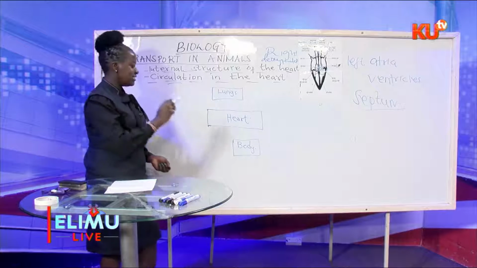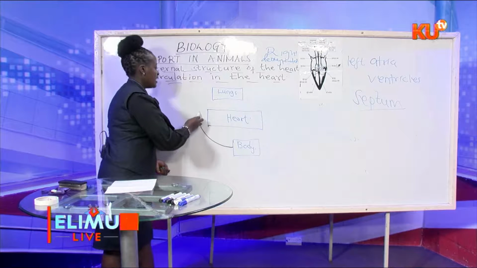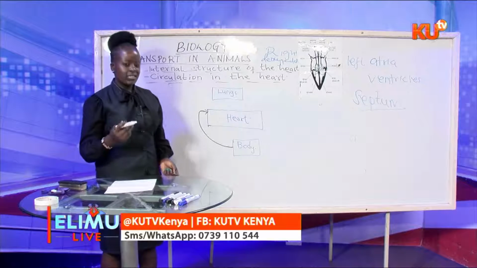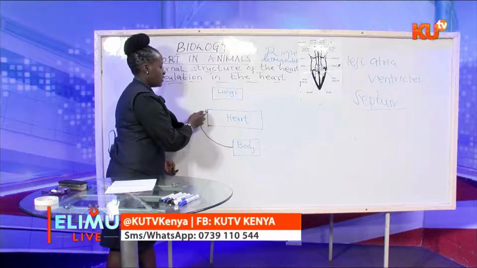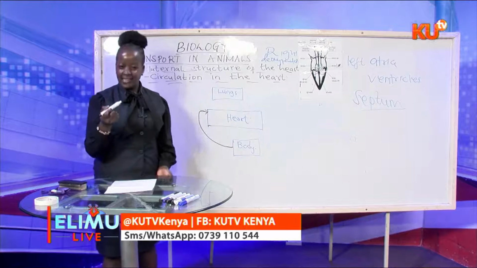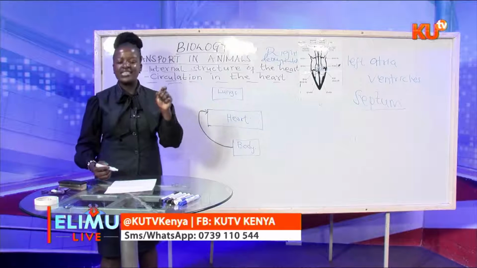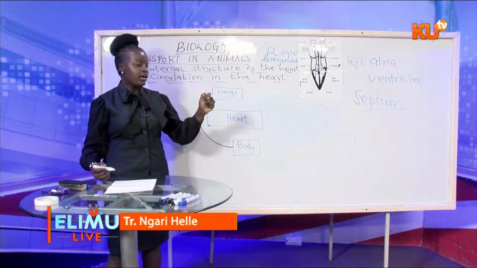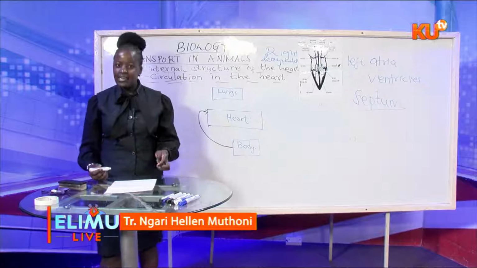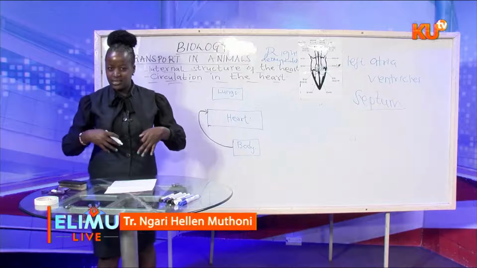So the deoxygenated blood from the body enters the heart. So what will happen after this? The heart will now pump this deoxygenated blood to the lungs. What is the reason for this? So that the deoxygenated blood can be made oxygenated.